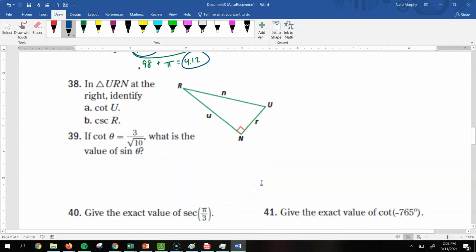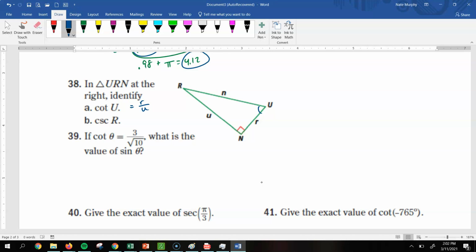All right, let's look at number 38. So 38, it says in triangle URN at the right, identify the cotangent of U and the cosecant of R. All right, so the cotangent, remember, is the reciprocal of the tangent function. And so the tangent of U would be U over R. So the reciprocal of that would be R over U.